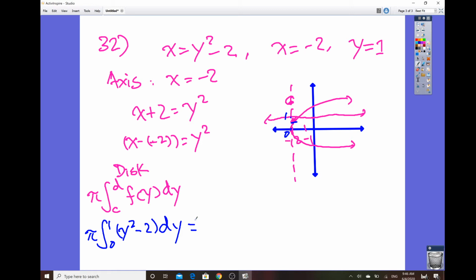Another technique that you can apply for this is the cylindrical shell method. For the shell method, the approach would be 2 pi times the integral from a to b of f of x dx. Well, actually, it's not just f of x. It's r of x.